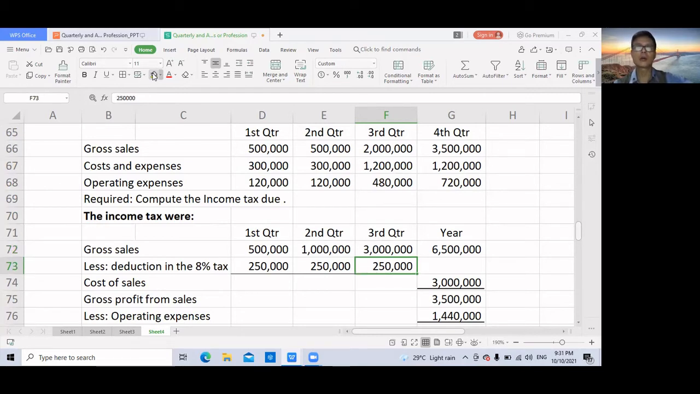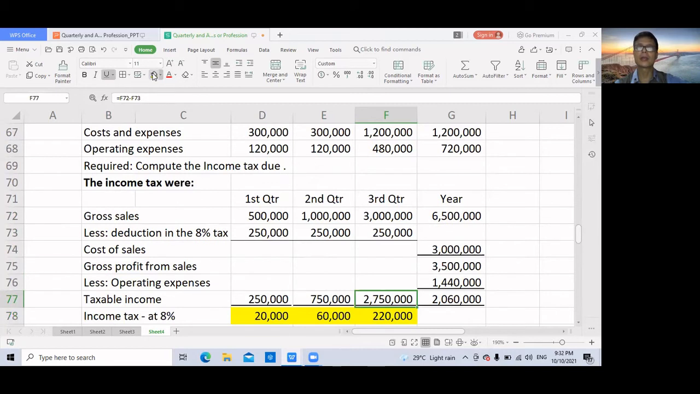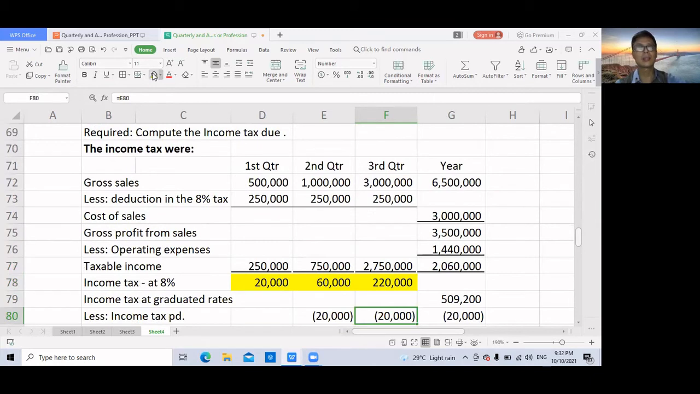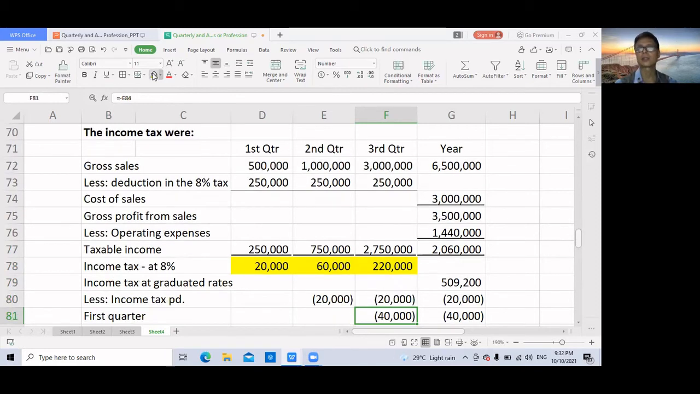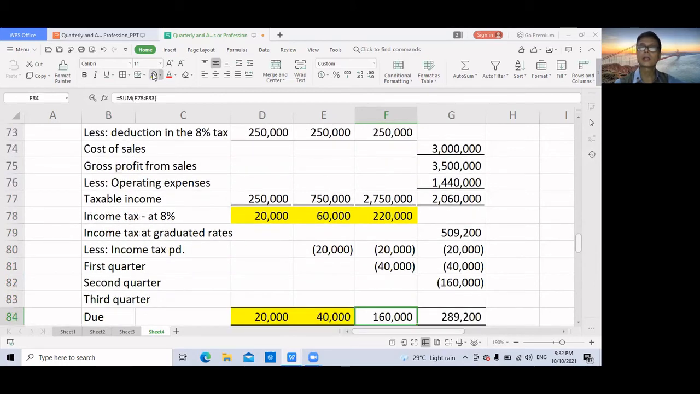So 250,000, dineduct from 3 million. So we have a taxable income of 2,750,000. So ang income tax niya dito is times 8%, that would be 220,000. Now i-deduct natin yung first quarter tax, 20,000, and 40,000 is second quarter. So meron pang natitirang 160,000 na tax dito sa third quarter.